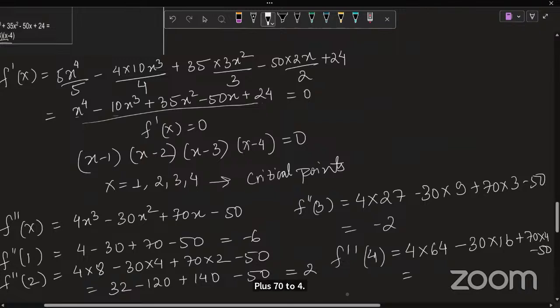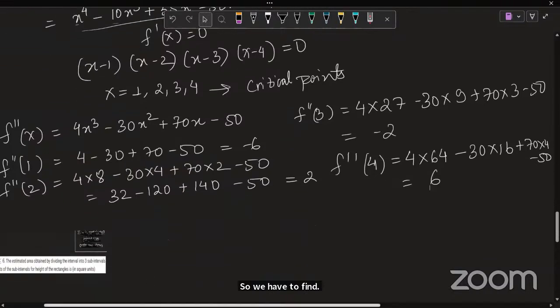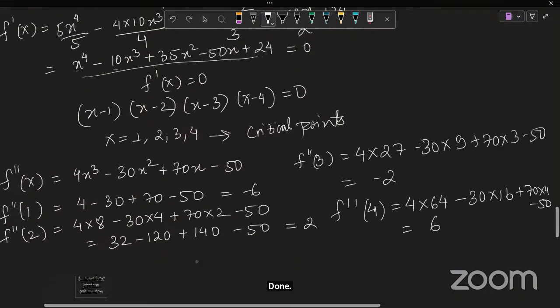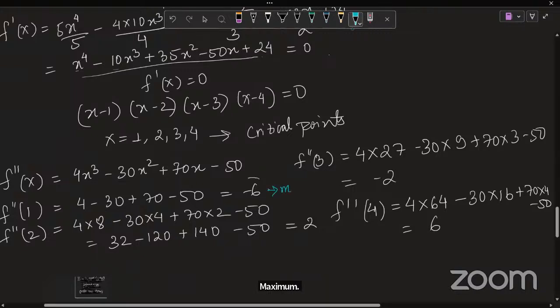It will be what? Can anybody calculate this? 6. Okay, 6, sir. So we have to find the local minimum of this value. First of all, tell me, if we are getting minus 6, will it be minimum or maximum? Maximum. So at 2 we have a maximum, and here we have 2, this is a minimum.